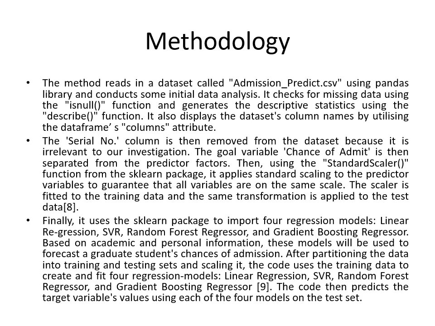it uses the sklearn package to import four regression models: linear regression, SVR, random forest regression, and gradient boosting regression, based on academic and personal information. These models will be used to forecast a graduate student's chance of admission. After partitioning the data into training and testing sets and scaling it, the code uses the training data to create and fit our four regression models: linear regression, SVR, random forest regressor, and gradient boosting regressor. The code then predicts the target variable values using each of the four models on the test set.